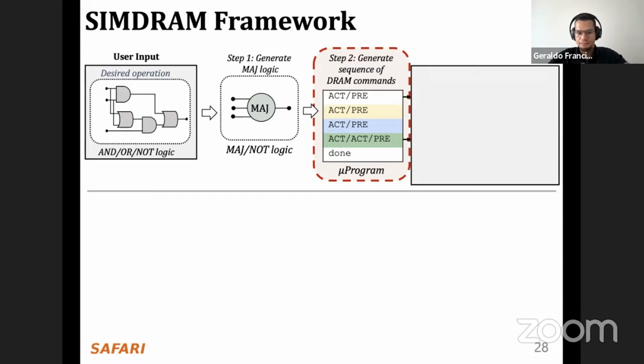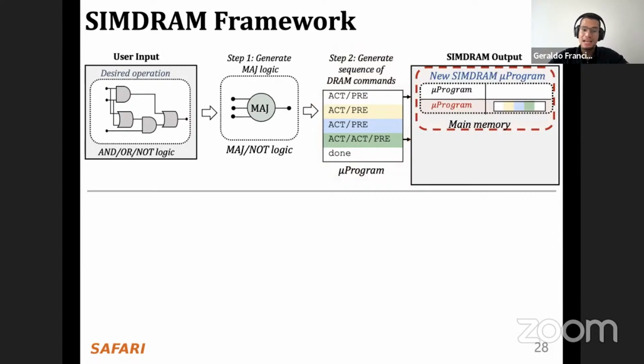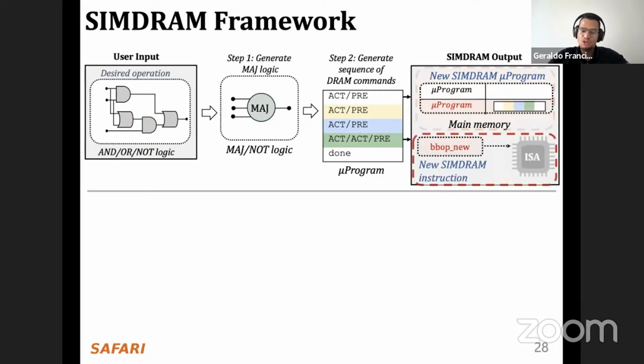We call this sequence of DRAM commands a microprogram. The output of the second step is first a SIMDRAM microprogram, which is stored in DRAM. Again, the microprogram is just the sequence of DRAM operations that implements the original input that the user provides. And also we are going to include new SIMDRAM instructions in the CPU ISA, so the user can have an interface to execute that particular operation in DRAM itself.